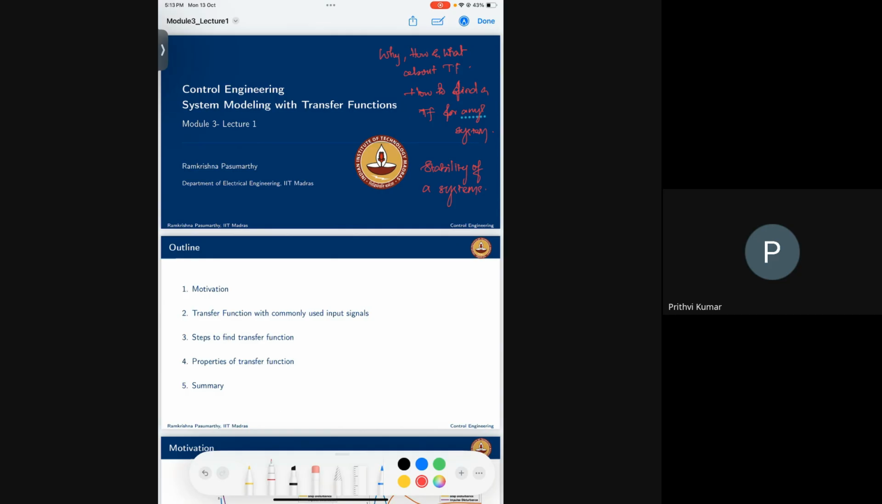By the end of this session, you should be able to represent a system using its transfer function, connect its input, output, and the system behavior, and derive the transfer function from the differential equations. You should also be able to interpret poles, zeros, and time constants of the system based on this transfer function representation. Right.